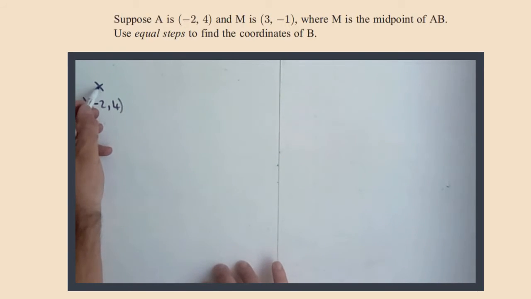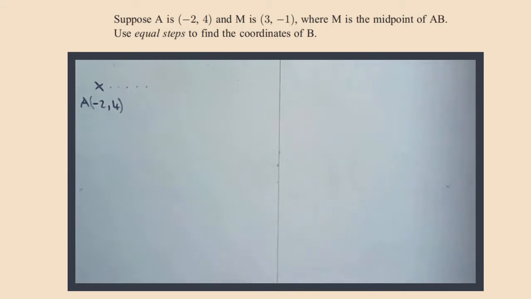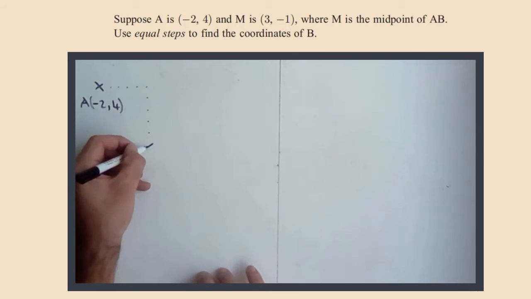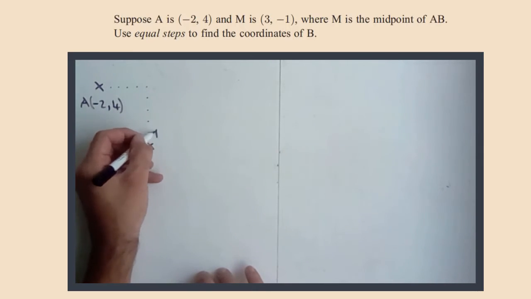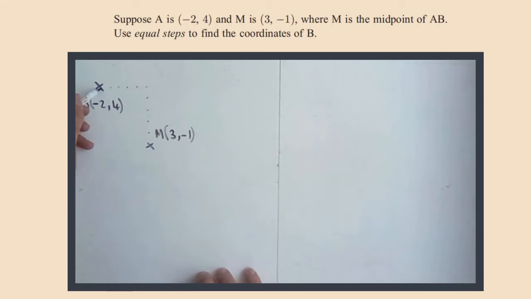So if we say, well, -2, -1, 0, 1, 2, 3. And then if we do the same thing to go down, we're going to go from 4 to -1. So 4, 3, 2, 1, 0, -1. So now that can be our point M, which is at 3 and -1. So if I just draw this line from A to M, just going through the 4, this is AM.